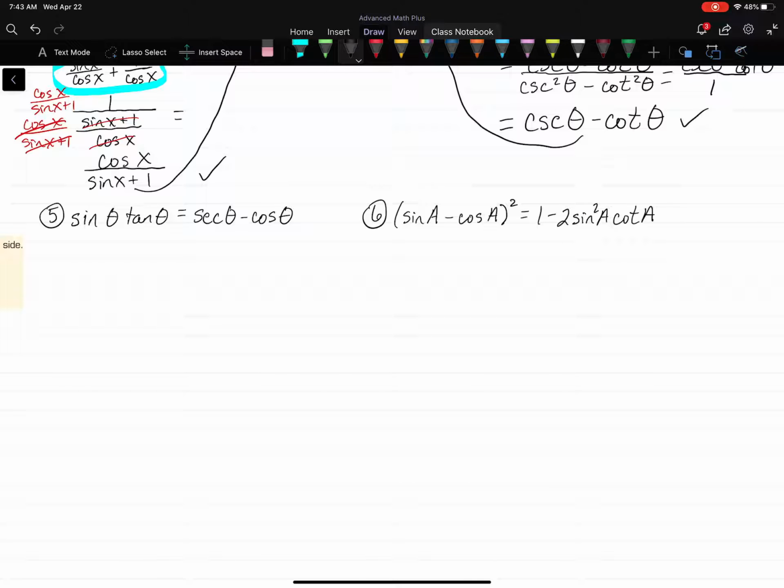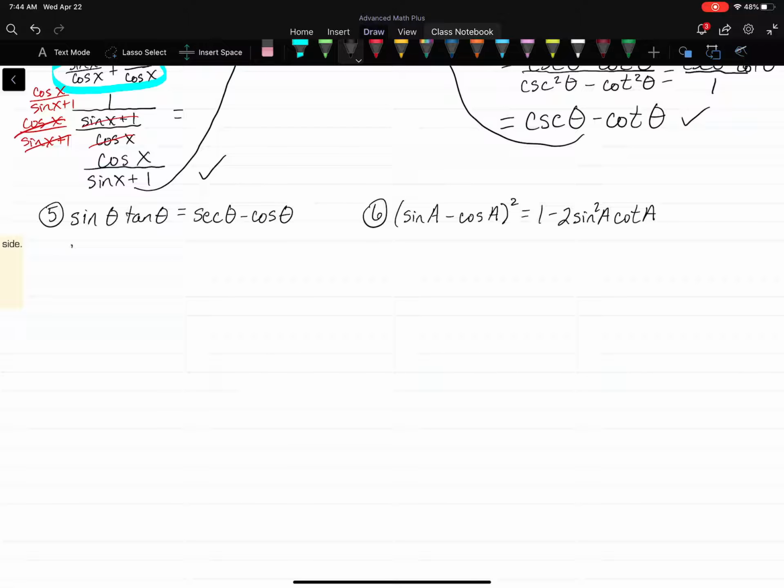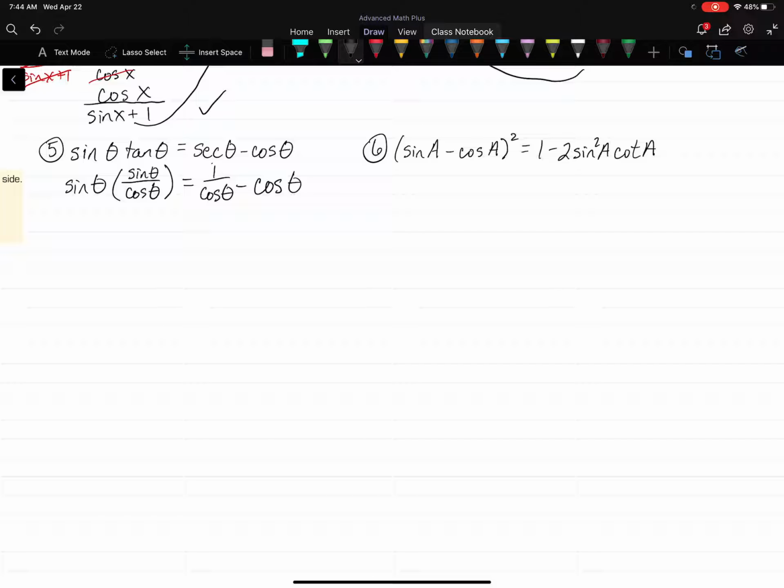Number 5, we have sine theta times tangent of theta equals secant theta minus cosine of theta. There's not really a more complicated side here, so I'm actually going to work both sides, but I'm going to work them independently. So I'm going to change this to sine theta times tangent theta, which we can change to sine theta over cosine theta. I'm going to change everything into sine or cosine for this problem. Secant is 1 over cosine theta, minus cosine theta. Okay? And now I'm just going to do math on both sides.